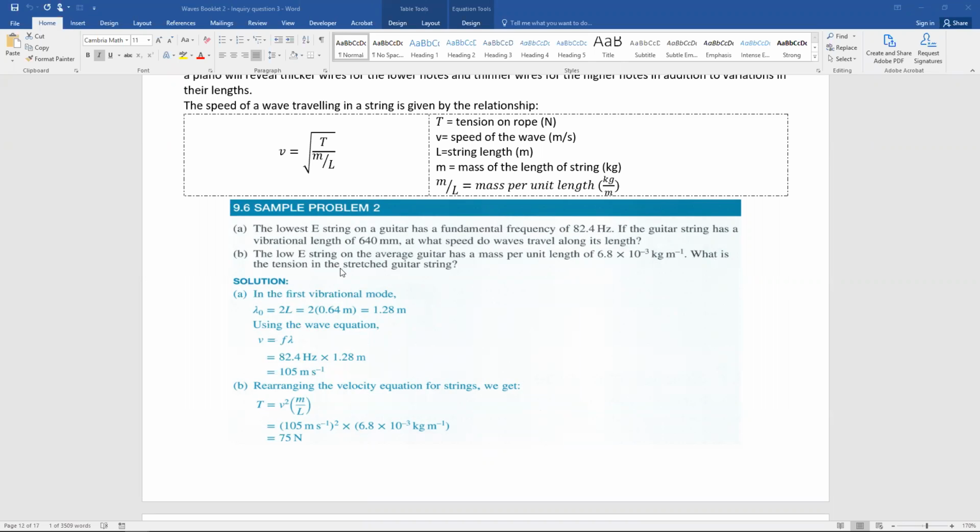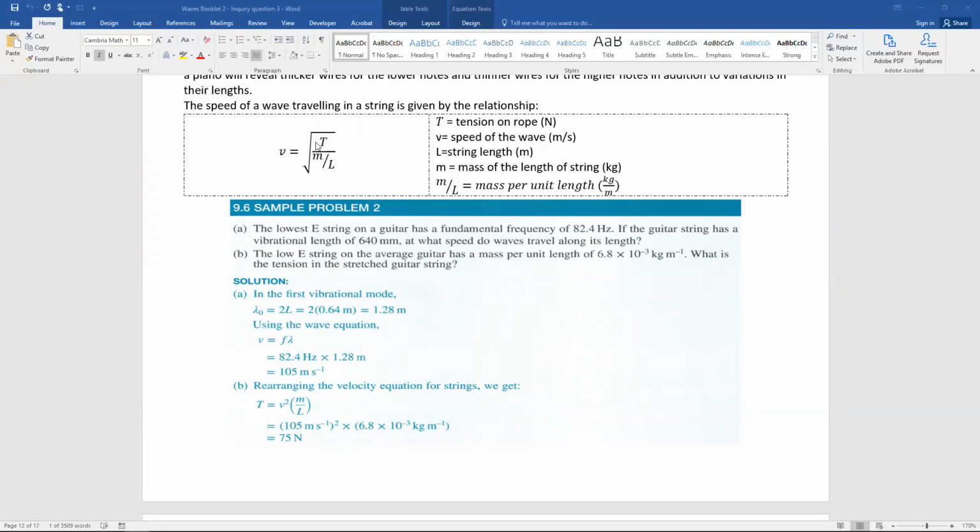What is the tension in the stretched guitar string? So we got this value, we got the mass, we got the length, we just have to solve for tension. Okay, so we've got to do a little bit of algebra. If we take the square of the speed and take the square on this side, that means we get rid of the square root.